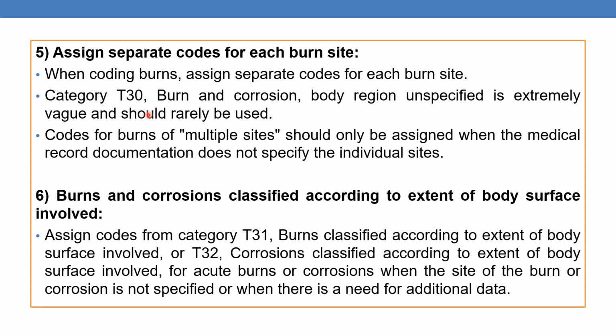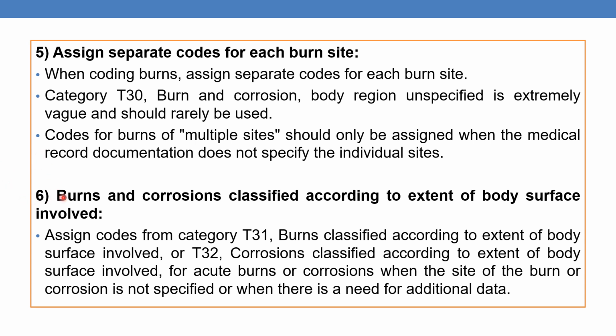Category T30, burn and corrosion, body region unspecified, is extremely vague and should be rarely used. And the codes for burns of multiple sites should only be assigned when the medical record documentation does not specify individual sites. Whenever individual sites are not documented, in such cases only burns for multiple sites should be assigned.